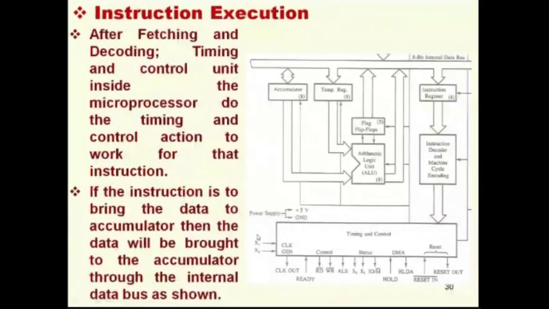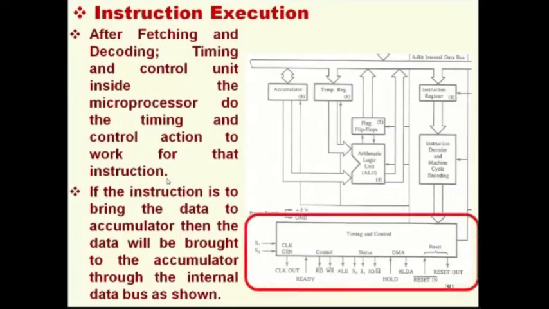After fetching and decoding, the timing and control unit inside the microprocessor does the timing and control actions for that instruction. If the instruction is to bring the data to the accumulator, then the data will be brought to the accumulator through the internal data bus as shown. This is a very clear description. The timing and control unit is performing the execution part, as we discussed.